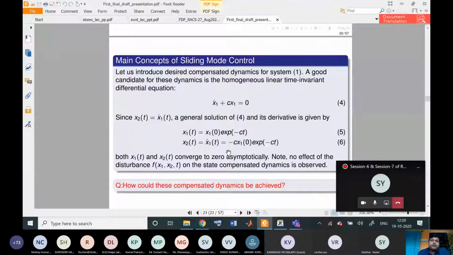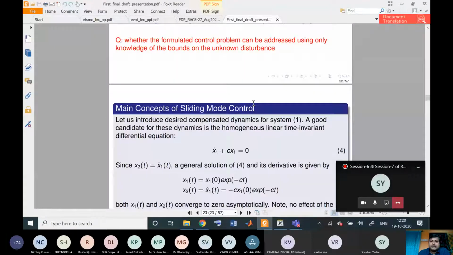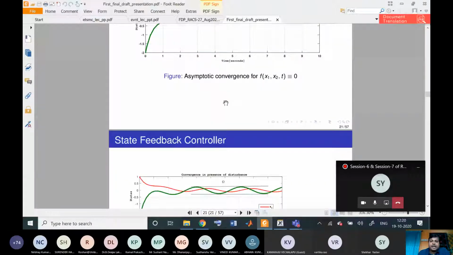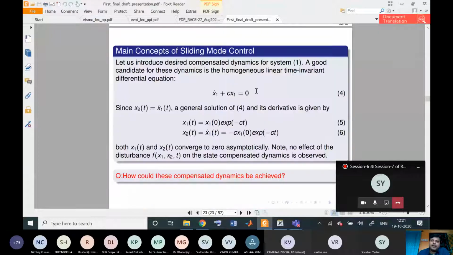Now suppose we are able to design a control law such that the compensated dynamics of the system is represented by this equation, that is x1 dot plus c into x1 equal to 0. Already I told that it is a second order system. Now after applying control, if we have a compensated dynamics like equation number 4, x1 dot plus c into x1 equal to 0, then are we able to fulfill our objective? Let us verify that.